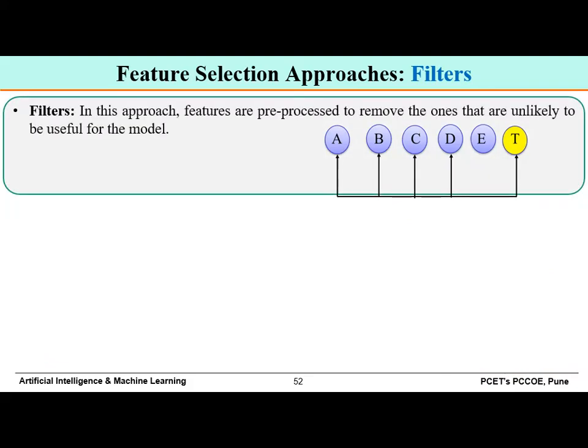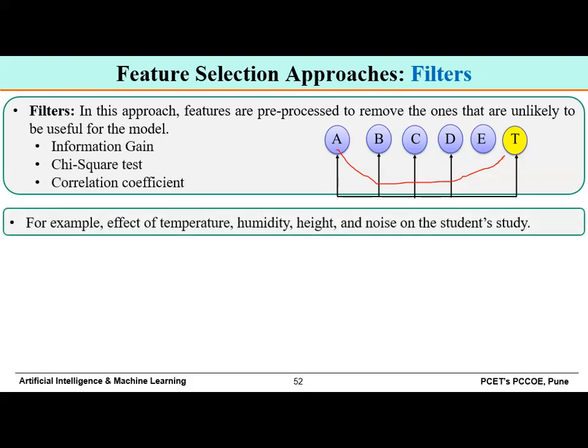Okay, so as I mentioned, filtering approach is an approach in which the features are pre-processed. So one by one we check the correlation with the model to remove the ones that are unlikely to be useful for the model. So select only the useful parameters and remove all not useful parameters. Then, for example, consider temperature, humidity, height, and noise as four parameters. And we are interested to know how these parameters are going to affect the student study.